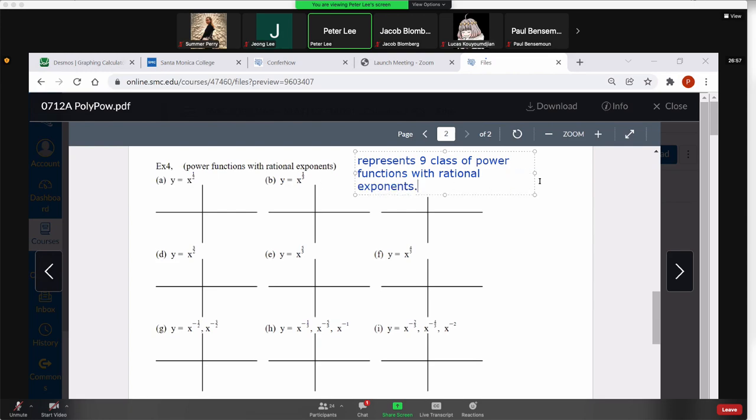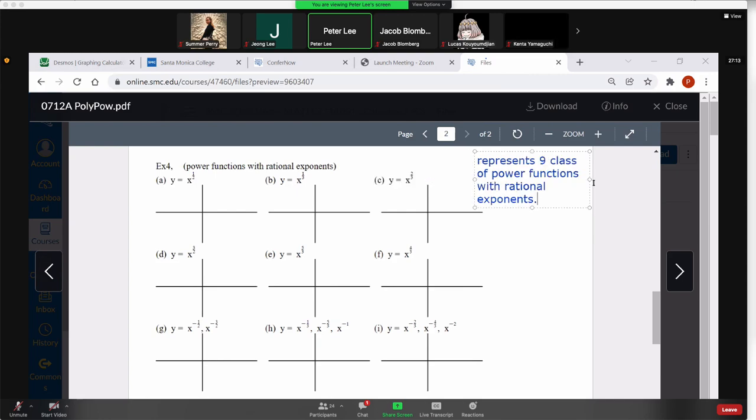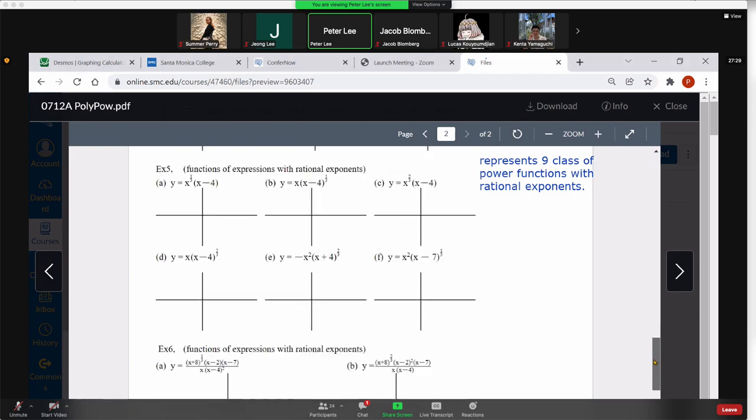Rational meaning fractional exponents, like 1/3 power, 2/3 power, 4/3 power, -1/3 power, -1 power, -3 power. And if you master this, then you basically master the entire group of power functions with rational exponents. Okay, I think this is fun, but we have to say bye-bye to this. It's fun, but we cannot have too much fun.